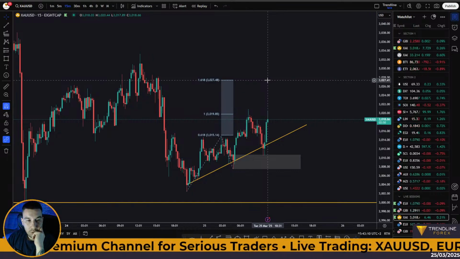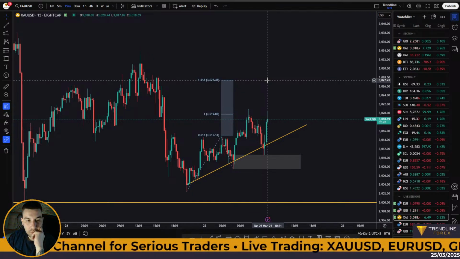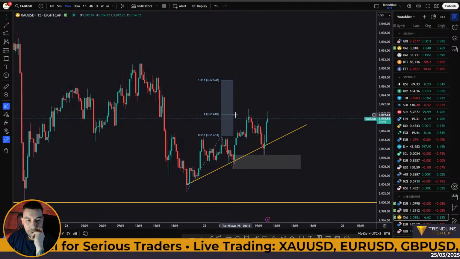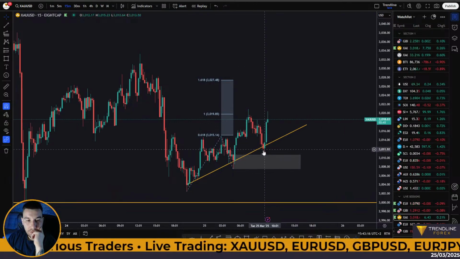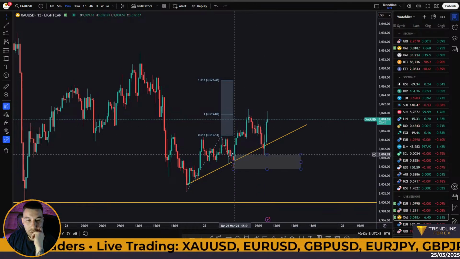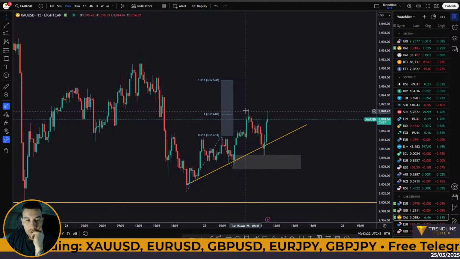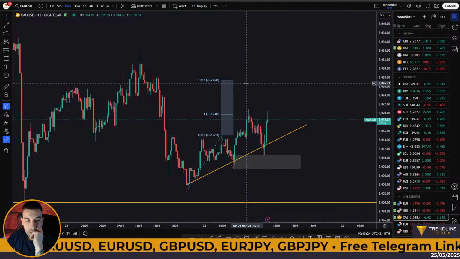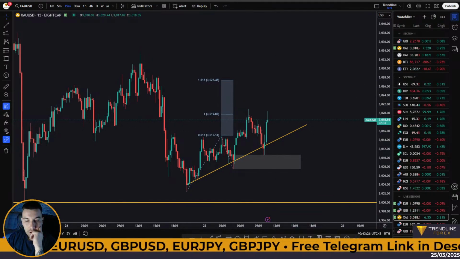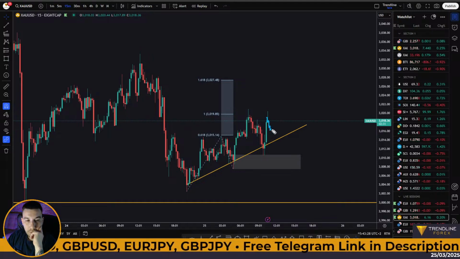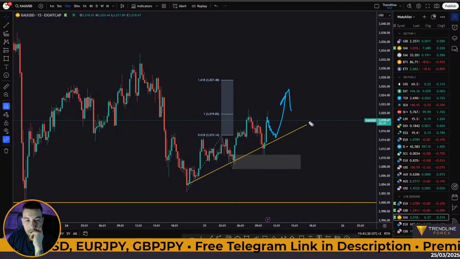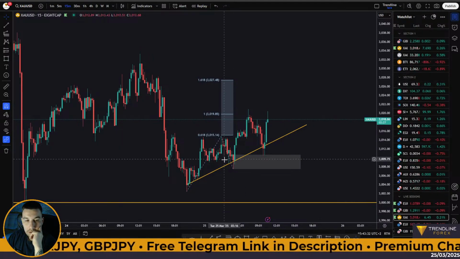So first target will be 3027 on this one. I mean, of course, 3019 if you manage to get the entry right here or down here, but that's already completed. So I'm looking at 3027 next. Before that, though, we're most likely going to see a little bit of a pullback here and then a continuation to the upside.